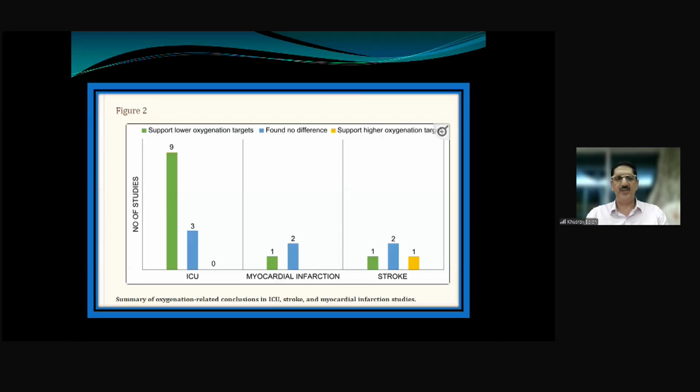And there are lots of studies which actually showed, in the green and in the blue, you can see that green means evidence supports low oxygen, blue means no difference, and yellow supports high oxygen. And as you can see, the green definitely is more in the ICU. In myocardial infarction, probably no difference. And in stroke, you might land up giving higher oxygen, or it's equal with whatever oxygen you give. So in the ICU, there are 9 studies which support low oxygen, and there are 3 studies which say no mortality difference, and none of the articles support high oxygen targets.